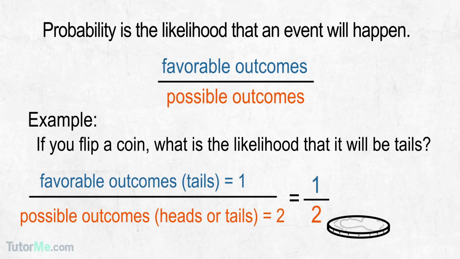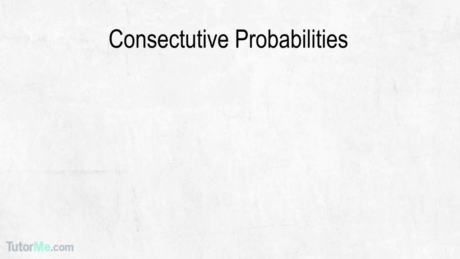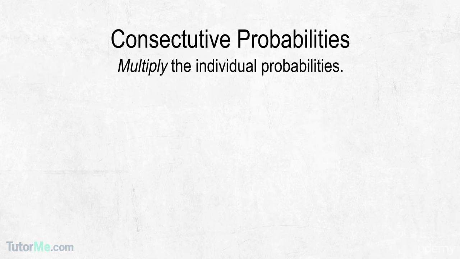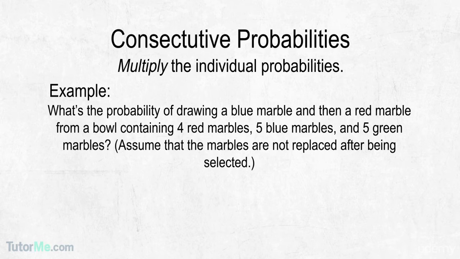Continuing off of this, probabilities can also have multiple events happening. In order to calculate consecutive probabilities, multiply the individual probabilities. For example, what's the probability of drawing a blue marble and then a red marble from a bowl containing 4 red marbles, 5 blue marbles, and 5 green marbles? Assume that the marbles are not replaced after being selected.